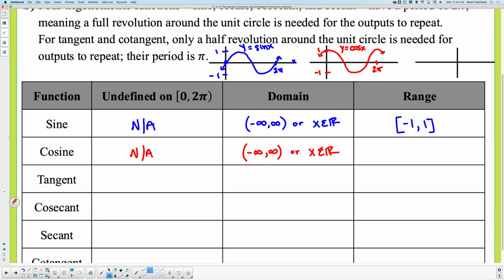all real numbers. Talk about the range. How low does this graph travel? How high? Negative 1 to 1.